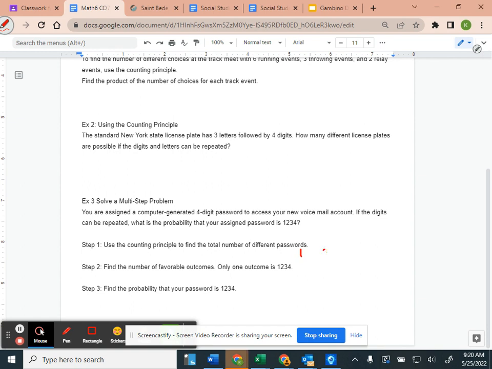So I know I have 4 different events. How many possible numbers or digits in each event? 10. Well, let me double check to see if they use the 0. Yep, they did. So each one, there are 10 because we can repeat numbers. If you cannot repeat one of the numbers, then it would be 10, then 9, then 8, then 7, because you can't repeat a number that's already used. But it says we can repeat.